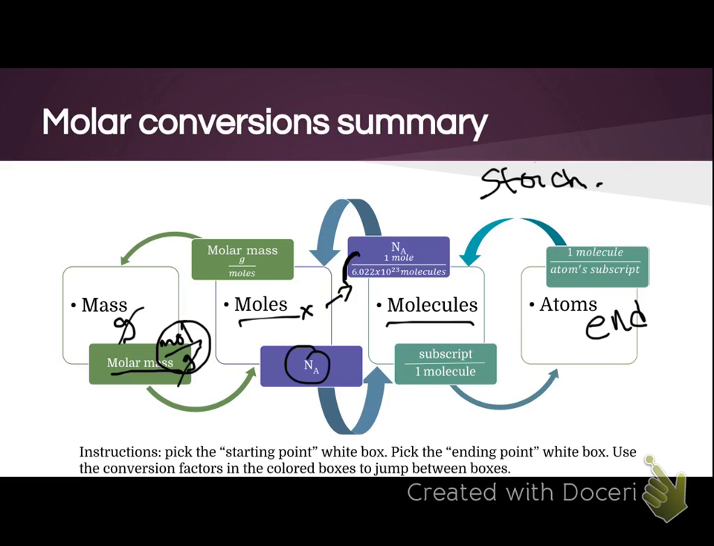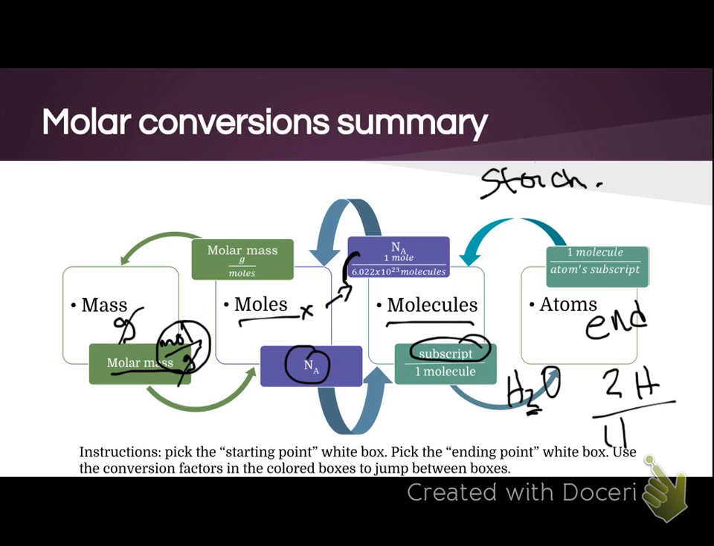Then I look at the chemical formula and I use the subscript for that particular element to figure out the relationship between that element and the total molecule. So for example, if I was looking at H2O, and I want to know how many hydrogen atoms I have in a given mass of H2O, then all I have to do at the last step is multiply 2 H for every 1 H2O. So that's the ratio. And that gets us to total atoms, okay?